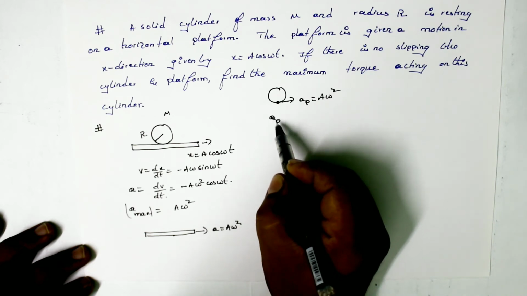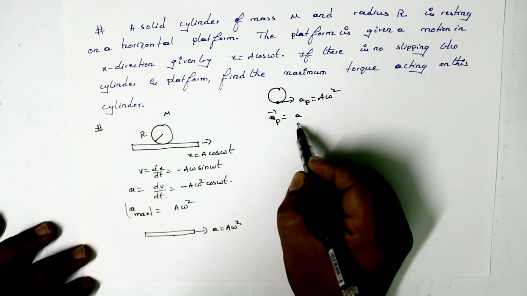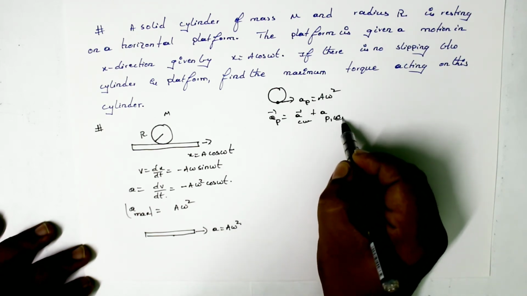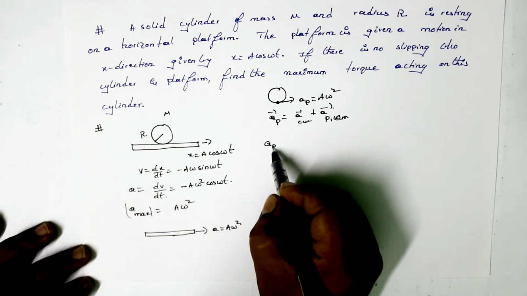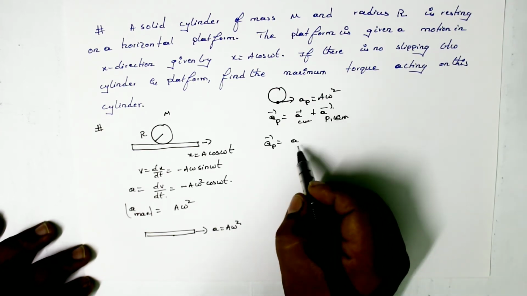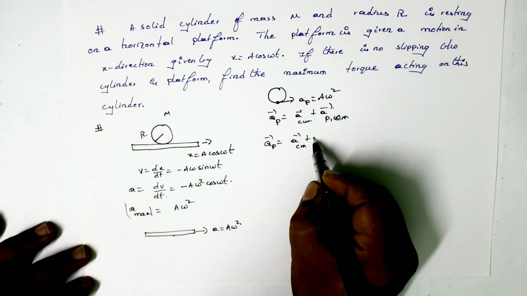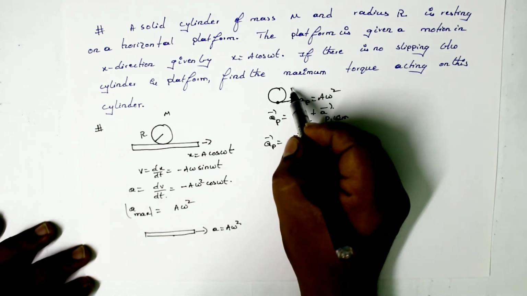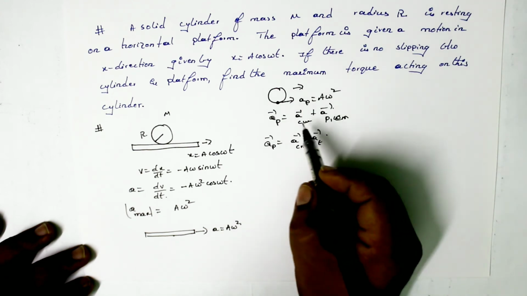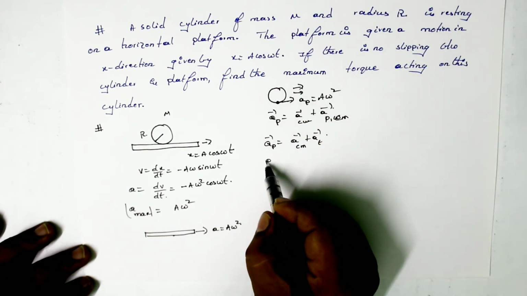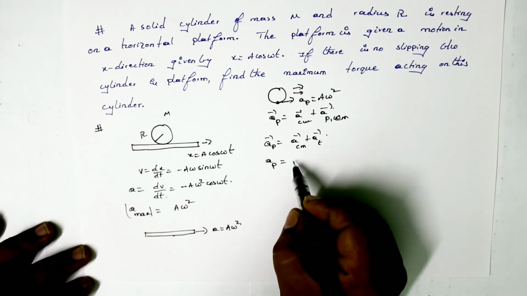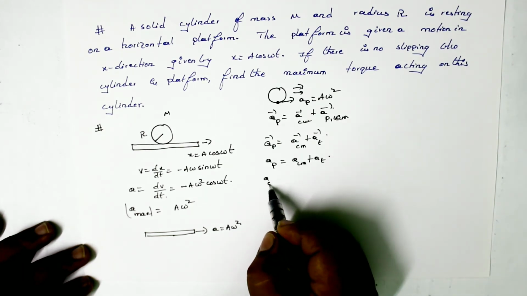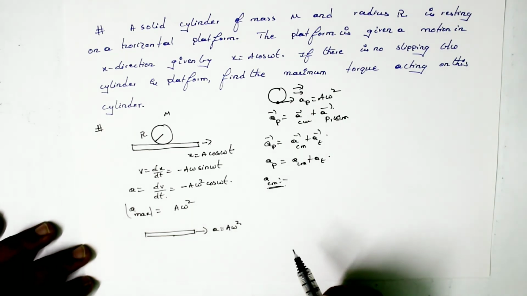But acceleration of point P can be written as acceleration of center of mass plus acceleration of point P with respect to center of mass, or I can write acceleration of point P as a center of mass plus a tangential. Both of them are in the same direction. So tangential acceleration is in the same direction, and acceleration of center of mass is also in the same direction. So acceleration of point P can be written as a center of mass plus a tangential. Now let us see how I can calculate acceleration of center of mass.